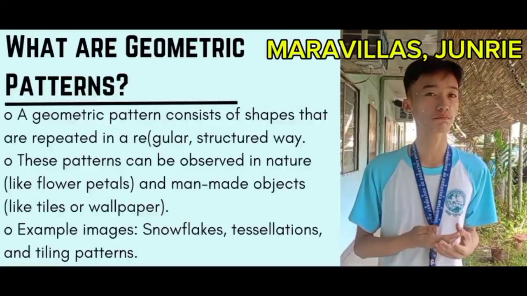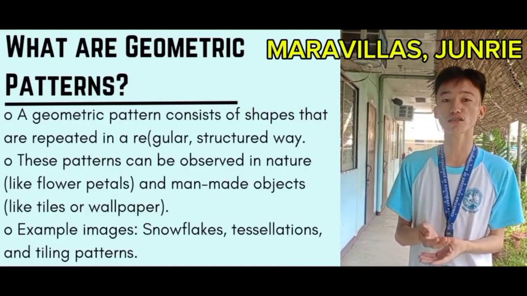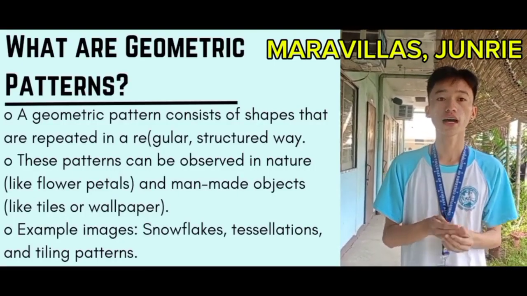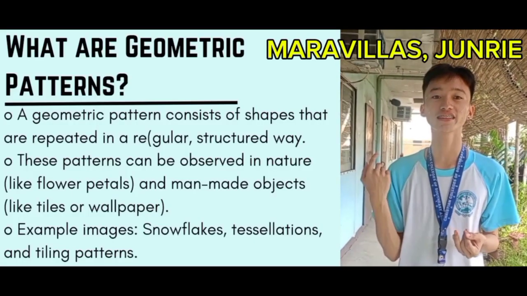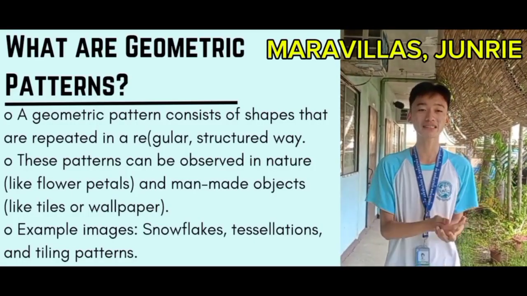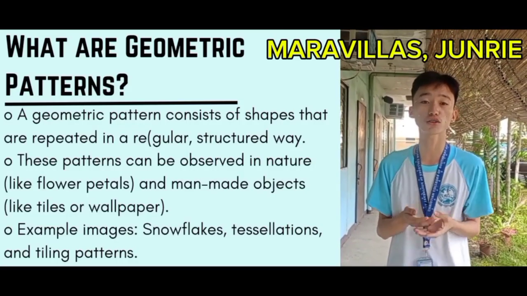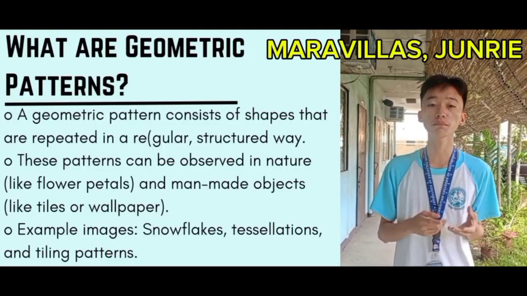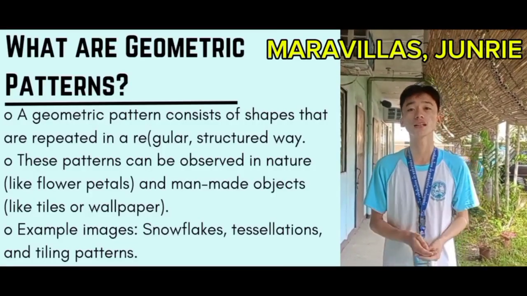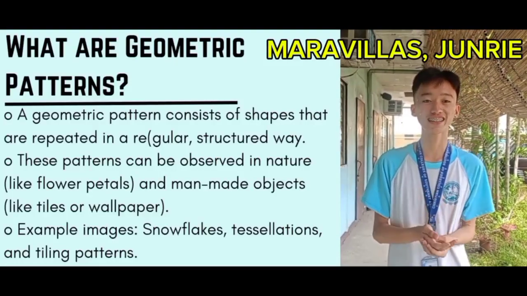What are geometric patterns? A geometric pattern consists of shapes that are repeated in a regular, structural way. These patterns can be observed in nature, like flower petals, and in man-made objects, like tiles and wallpaper. Geometric patterns are created by regularly repeating shapes in a structural way. Examples include snowflakes, tessellations, and tiling patterns.